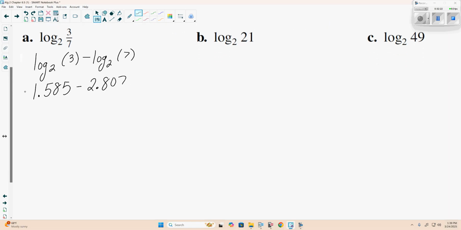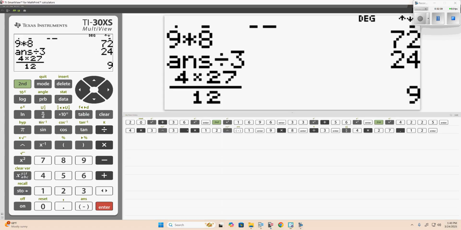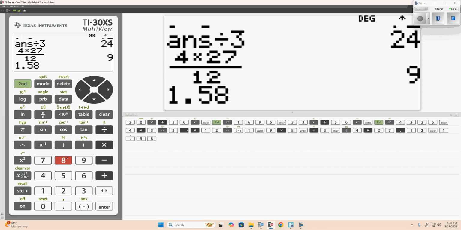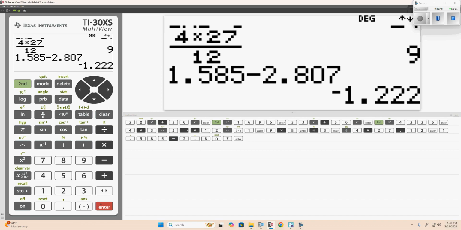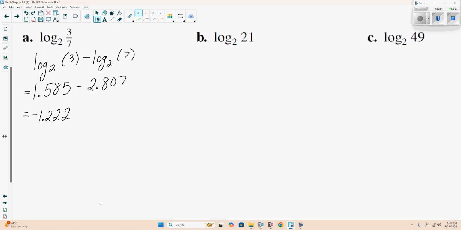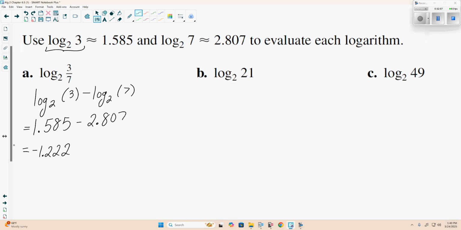Now at this point, we just need to subtract these two. 1.585 minus 2.807, and we should get negative 1.222. Questions on A? Questions on these so far?